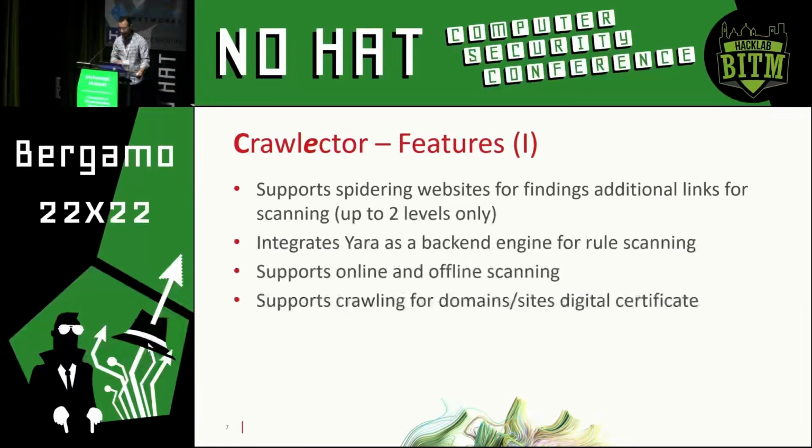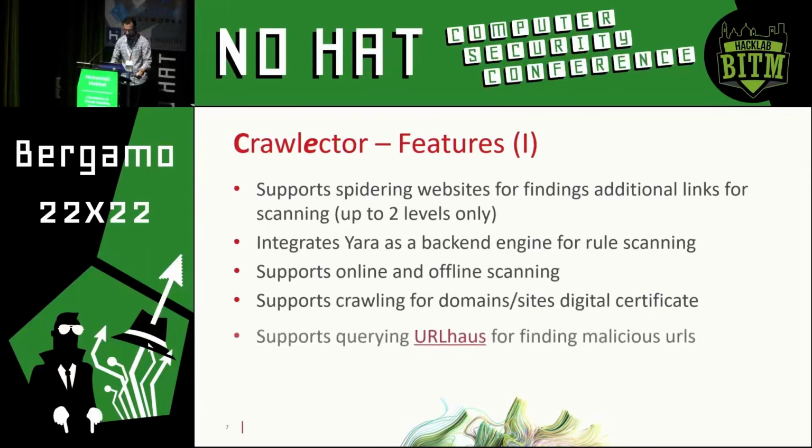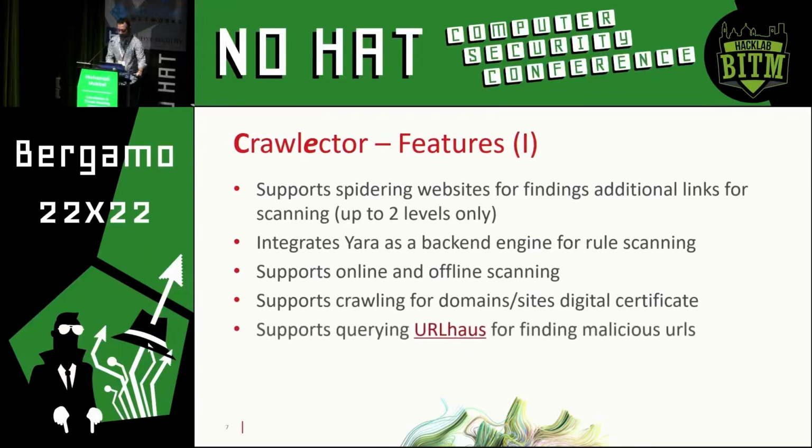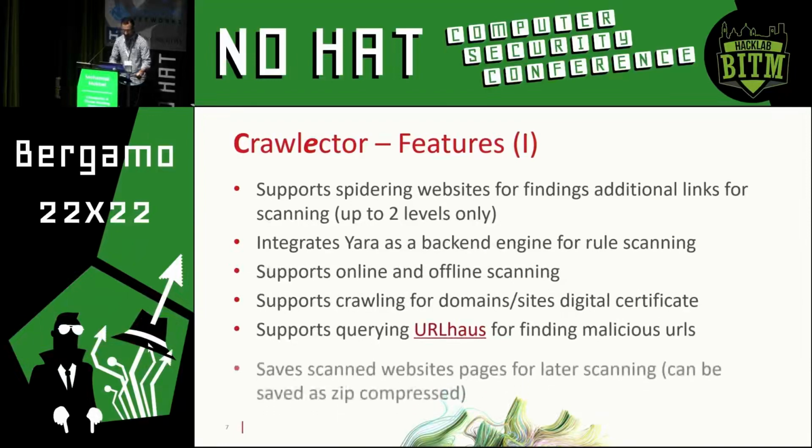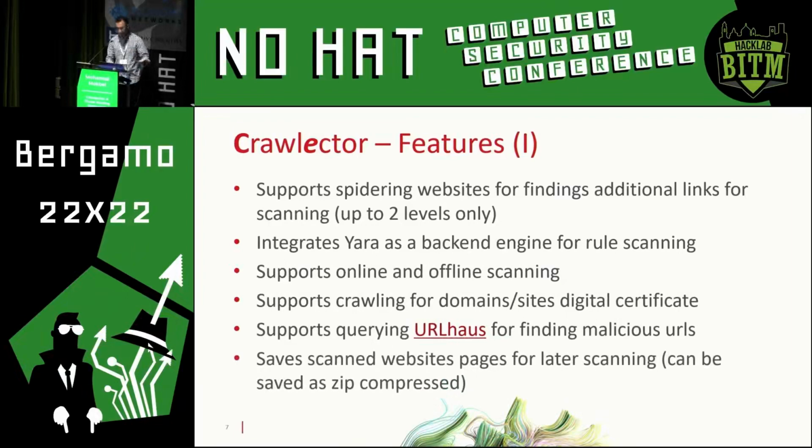And as part of this feature, actually, I ended up writing a paper called The State of SSL TLS Certificate Usage in Malware CNC Communication, which is available on Trend Micro Threat Lab. And it supports querying URLhaus from abuse.ch for finding additional malicious URLs. And of course, as you scan these pages, you can save them locally on your disk, zipped, password protected, or whatnot. It's all configurable.